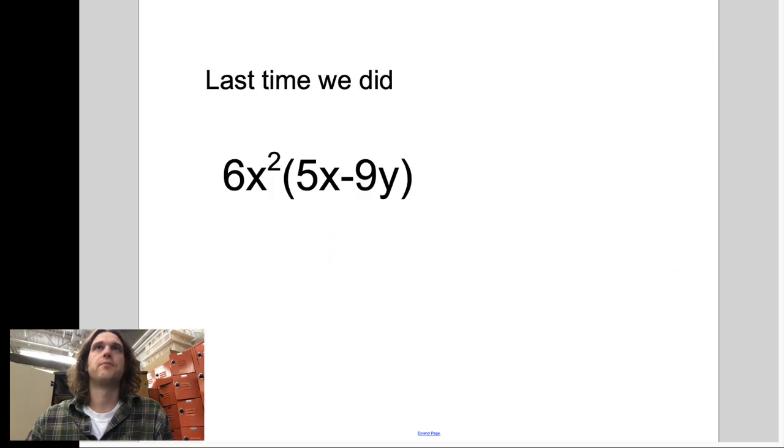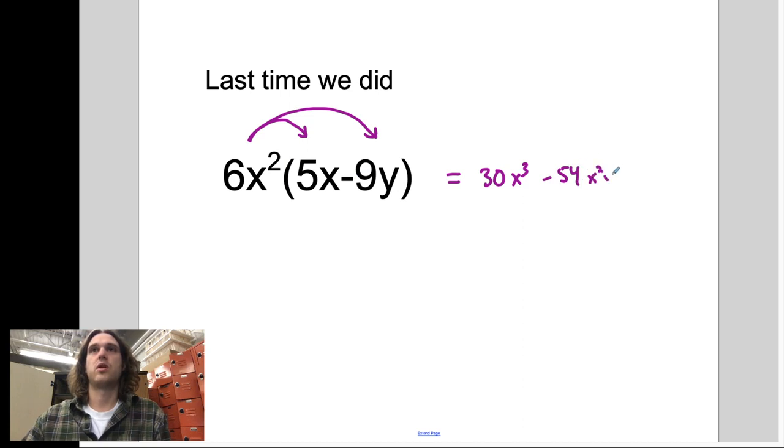All right, so last time we were multiplying by using the distributive property to multiply polynomials. We were multiplying a monomial times a binomial. If you do that, it's pretty straightforward. You're doing 6 times 5 is 30. X squared times x is x to the third. And then 6 times negative 9 is negative 54. X squared times y is x squared y.